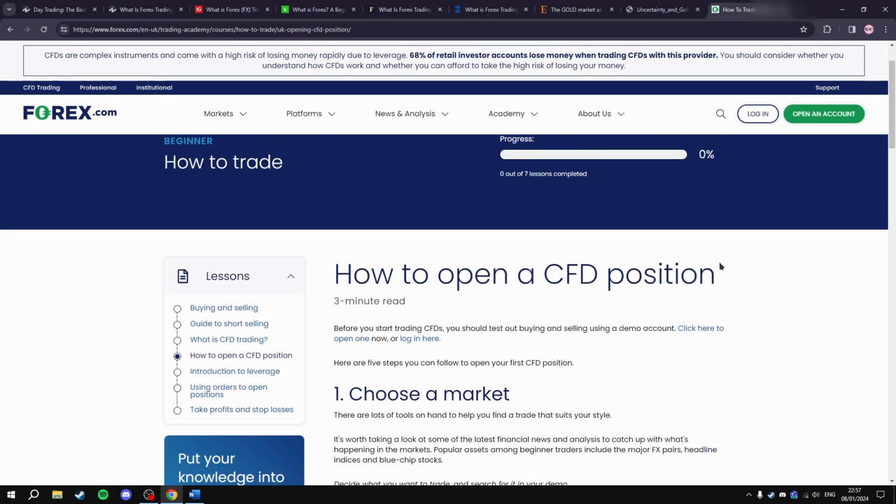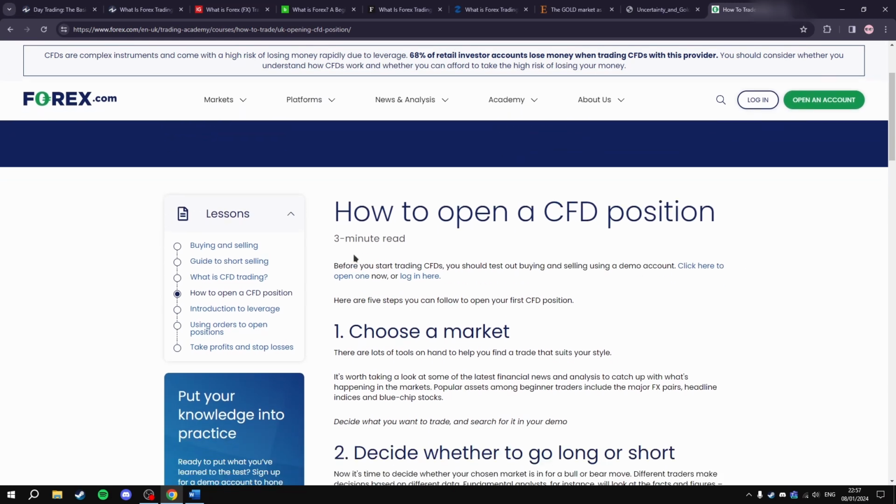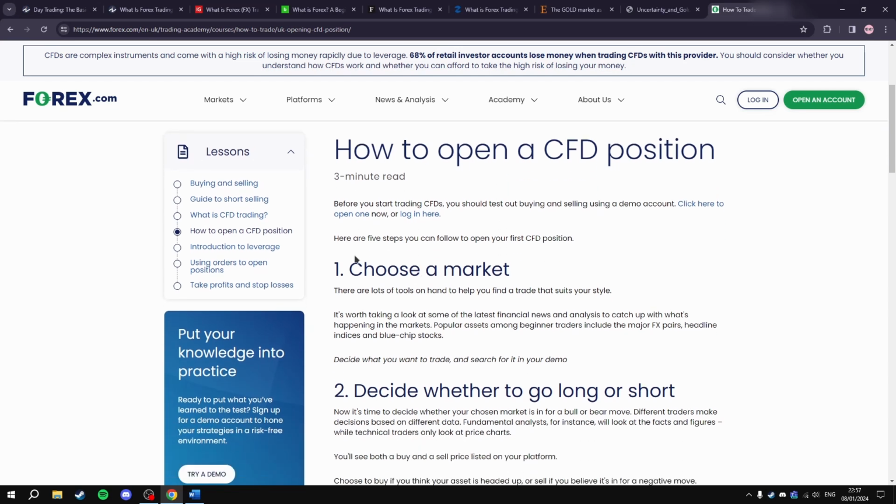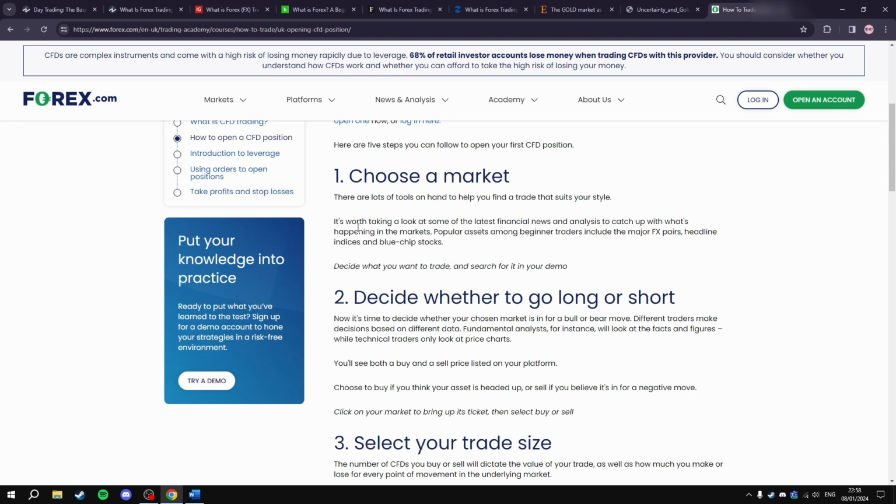How to open a CFD position. Before you start trading CFDs, you should test out buying and selling using a demo account. Here are 5 steps you can follow to open your first CFD position. Number 1, choose a market. There are lots of tools on hand to help you find a trade that suits your style. It's worth taking a look at some of the latest financial news analysis to catch up on what's happening in the markets. Popular assets among beginner traders include the major FX pairs, headline indices and blue chip stocks.